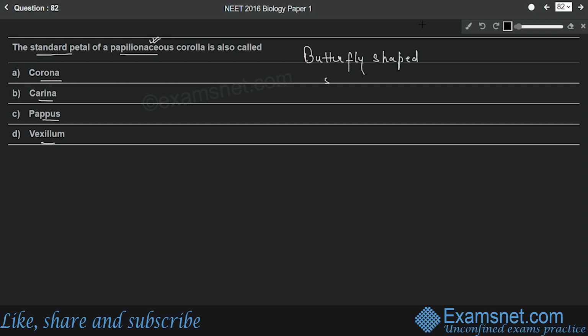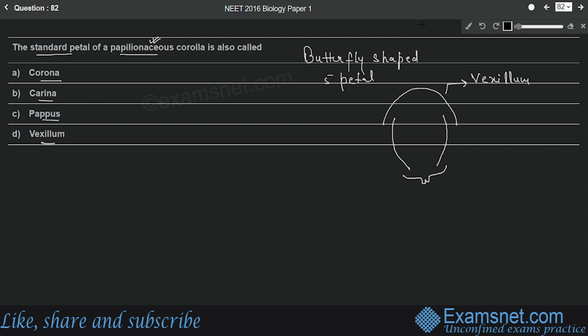It contains 5 petals. Now these 5 petals are arranged in this way. There is one standard petal like this. Then this standard petal encloses 2 lateral petals. And then at the bottom there are 2 petals which are fused together. Now this standard petal is known as vexillum.